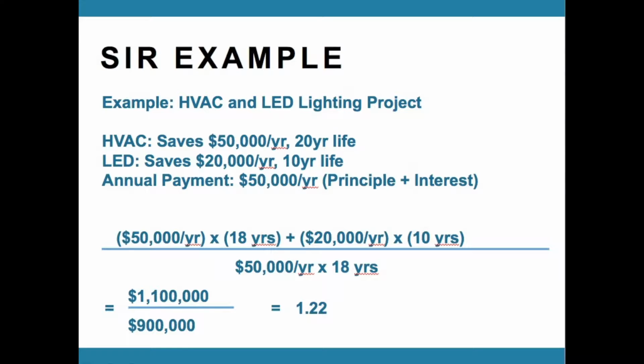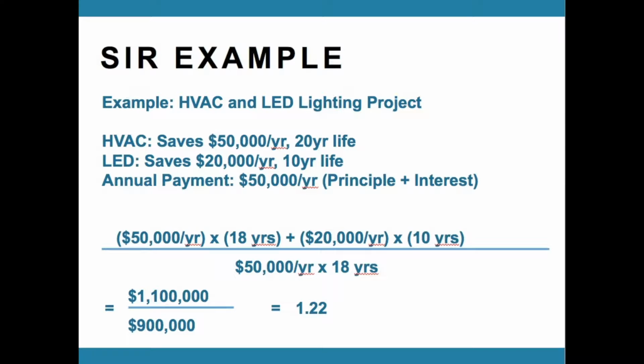The SIR calculation looks just like this. We take the HVAC system, $50,000 a year times 18 years. Now, why did I use 18 years? Because as you might recall, our useful life of this blended project was 18.3 years, so that represented the maximum length of the assessment. So for this example, let's assume that the assessment lasted 18 years.